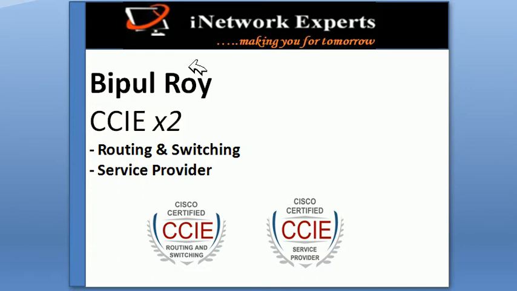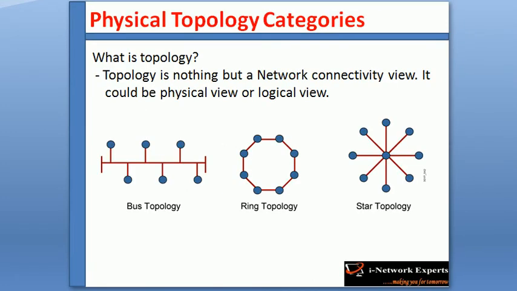Okay, so guys, today we'll have a look at the topology side. So let's see what topologies are available. First of all, we have to know what topology is all about. Topology is nothing but a network connectivity view. It could be logical or physical. Logical topology gives a logical view and physical topology gives a physical view. When we are doing the physical connectivity on the devices, how it looks is basically called a topology.